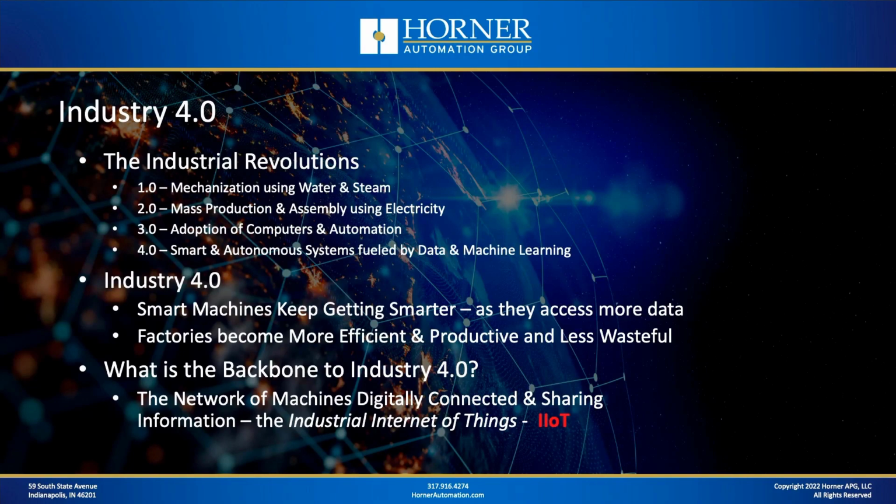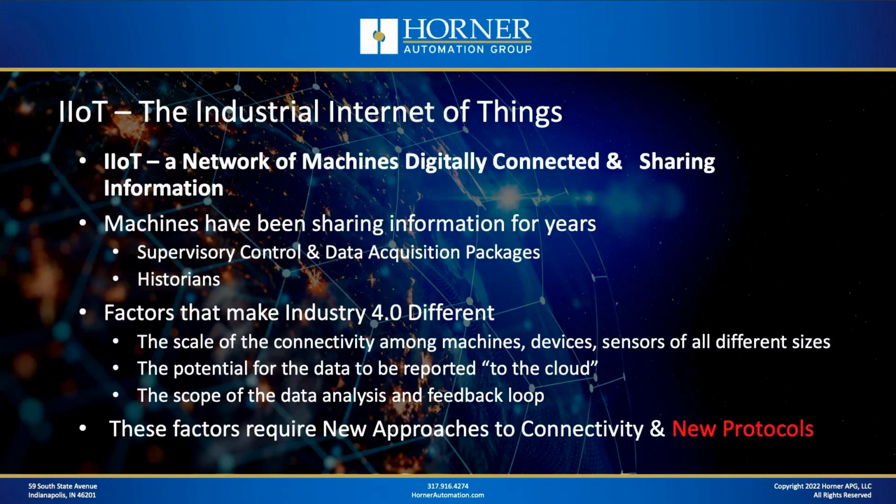The whole idea is that smart machines keep getting smarter as they access more data, helping factories become more efficient and more productive and less wasteful. Now, in order for Industry 4.0 to occur, it means we need to get more data out of more machines. And that means a network or additional data access, or the industrial Internet of Things, sometimes abbreviated as IIoT. The industrial Internet of Things, again, is all about getting more data out of more machines.